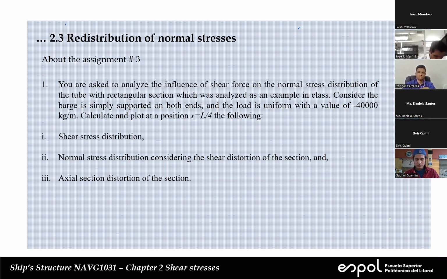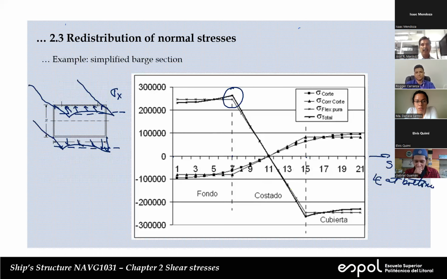First, shear stress distribution. Number 2, normal stress distribution, considering the shear distortion of the section. Okay, this is what I want you to calculate.